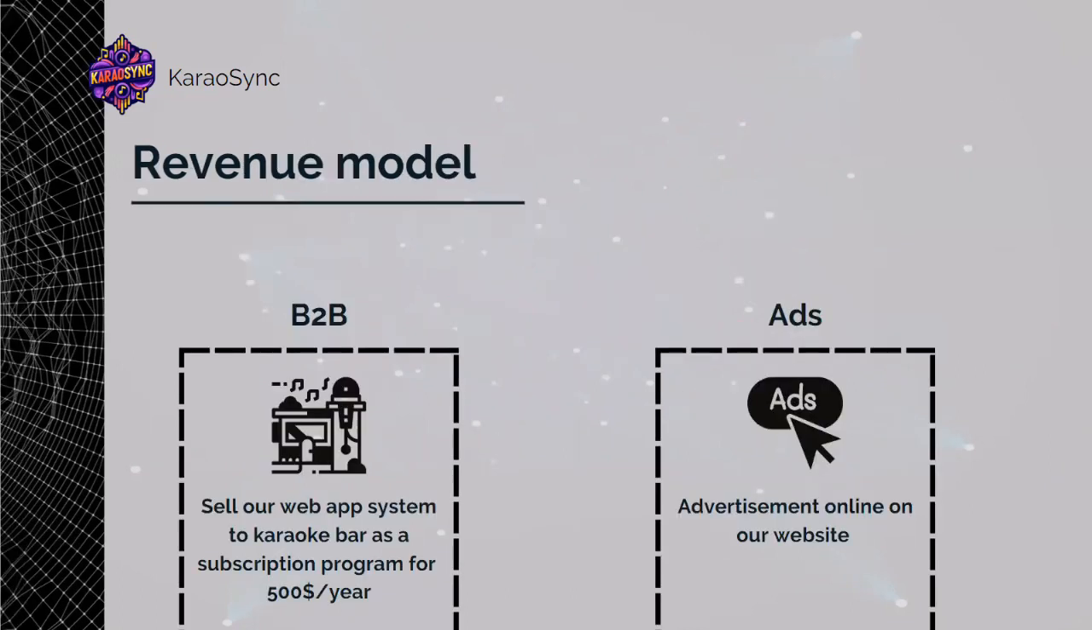For the revenue model, we plan to earn income in two ways. The first way will be to sell the platform as a product business-to-business, selling it to karaoke bars that want to have our platform for karaoke. We will sell it as a subscription for around $500 per year. For the second way, we will get revenue from online advertisement.